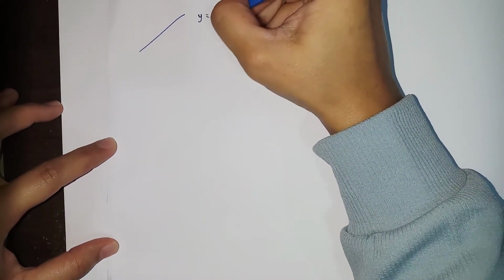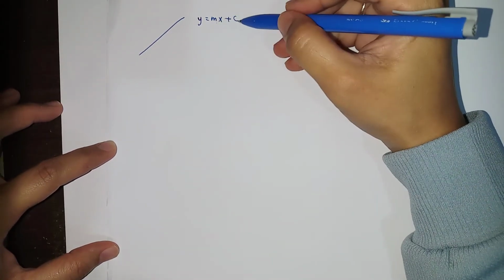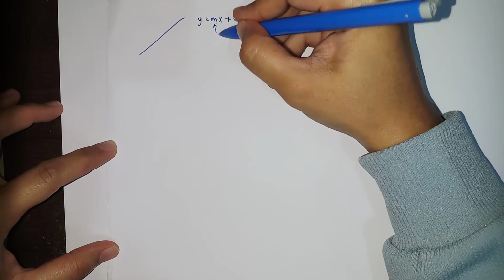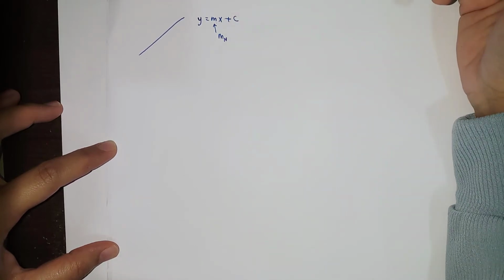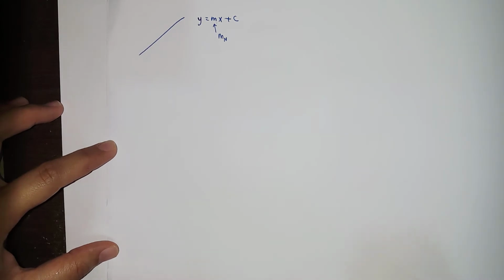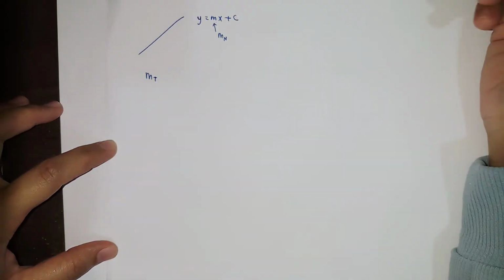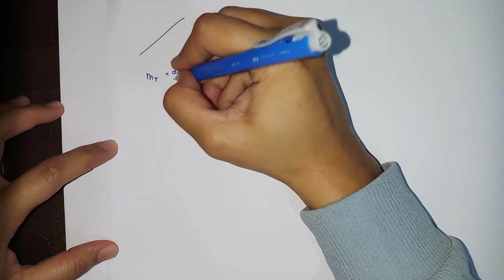So how do we find the equation of the normal? First, we know that the line is just y equals mx plus c, where we need to key in the value of m and the value of c. Here m is the gradient of the normal, mn, and c is just the y-intercept. But before we calculate the gradient of the normal, we need to calculate the gradient of the tangent first. The gradient of the tangent is mt, which is just dy/dx.